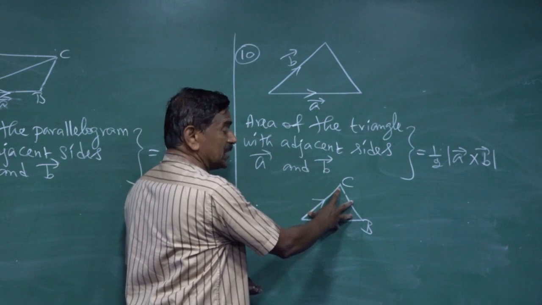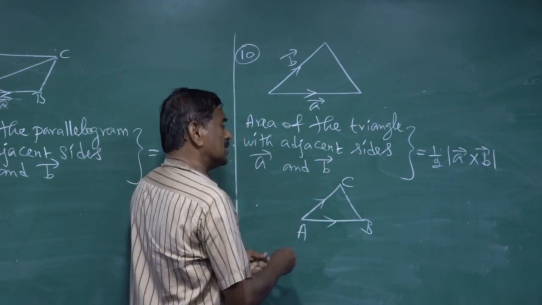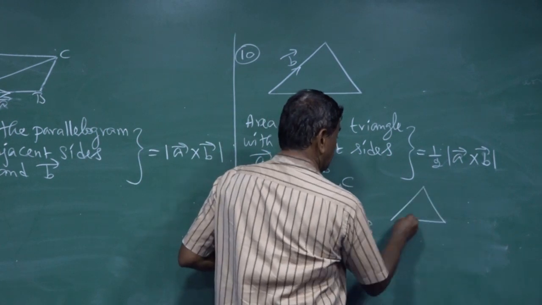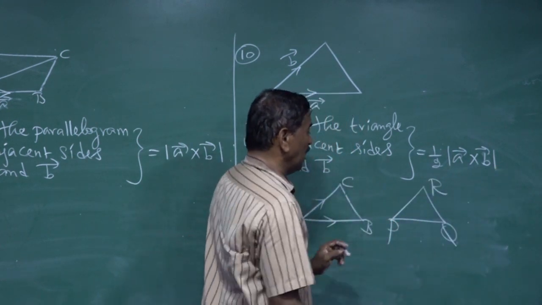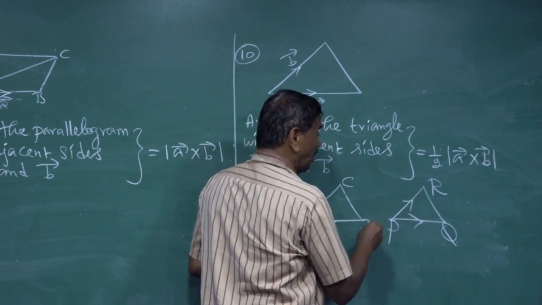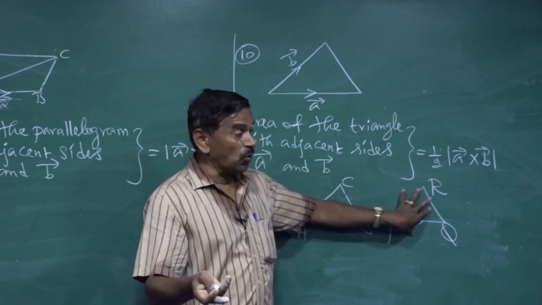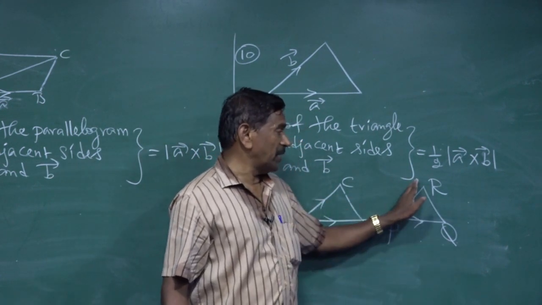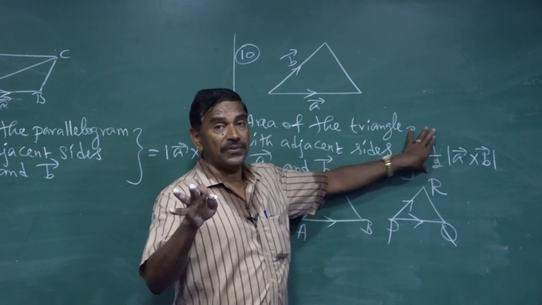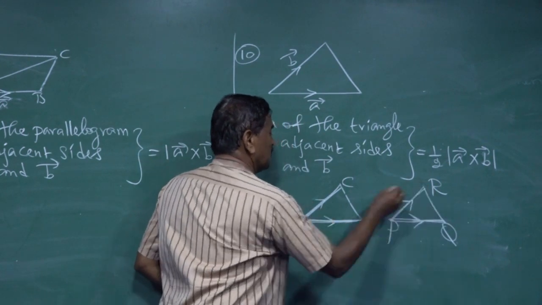Area of the triangle ABC is equal to half into AB vector cross AC vector. Suppose, let us change the diagram. Let PQR be the triangle. Here PQ vector and PR vector are the adjacent sides. Area of the triangle PQR is equal to half into PQ vector cross PR vector. So this formula is not a fixed one. According to the adjacent sides, the formula is going to change.